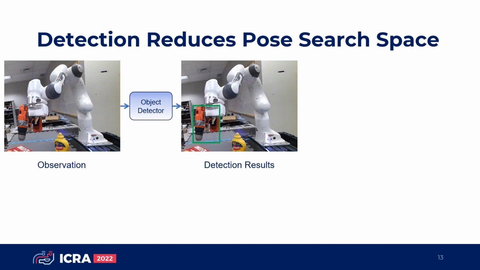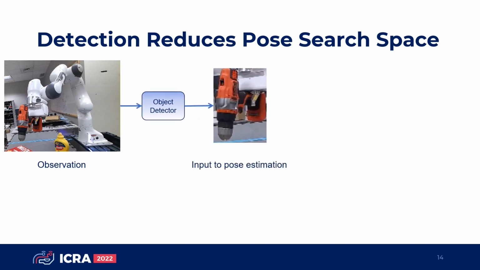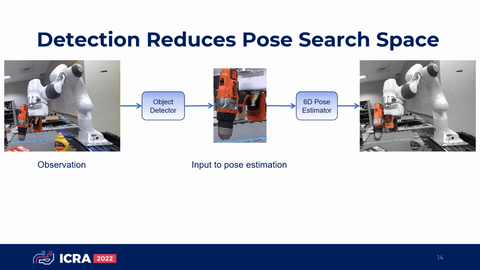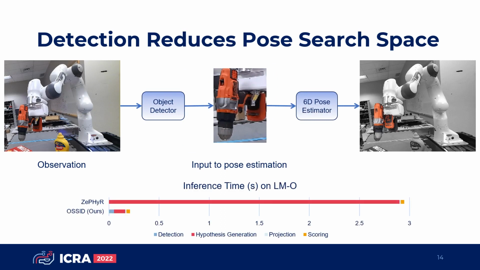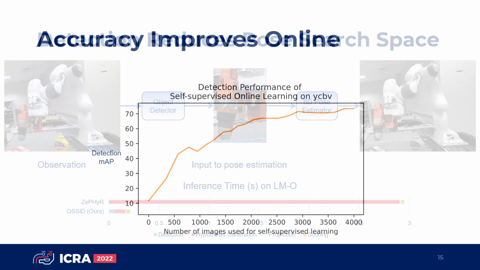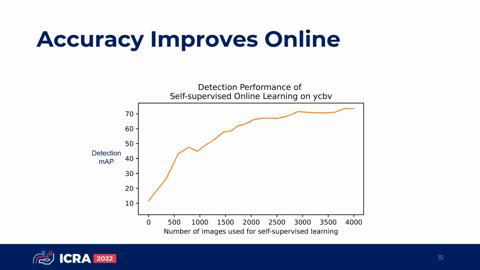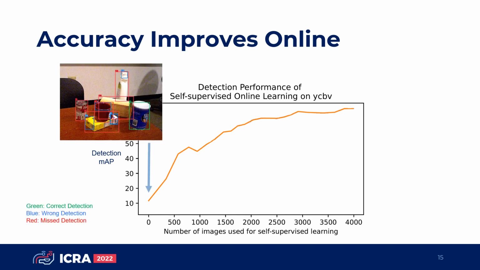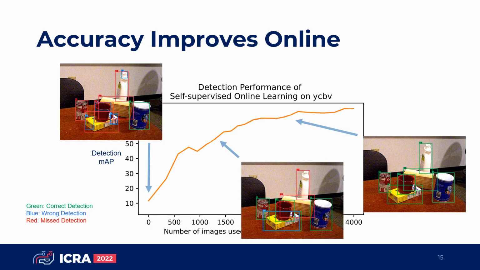The baseline zero-shot pose estimation had a slow inference speed because it required searching over a large pose space. However, in OSSID, the detector can crop the image, reducing the pose search space and thus greatly increasing the speed of the algorithm. As a result, compared to the Zephyr baseline, our method brings an almost 10x speed up for pose estimation. Finally, we show the detection accuracy during the progression of online self-supervised training. As you can see, there's a clear improving trend as more and more objects are correctly detected over the progression of the online training.